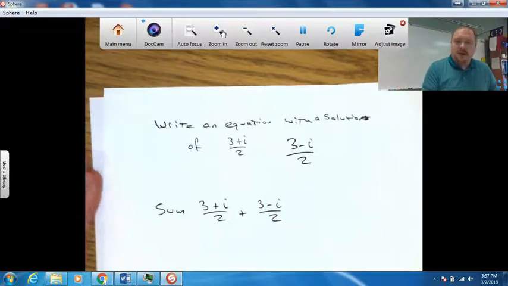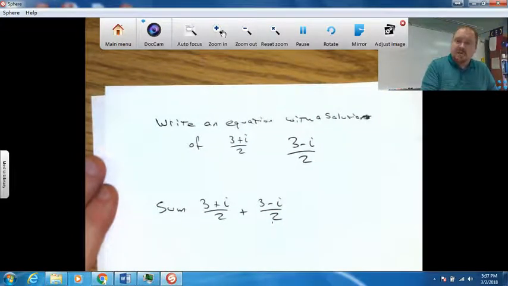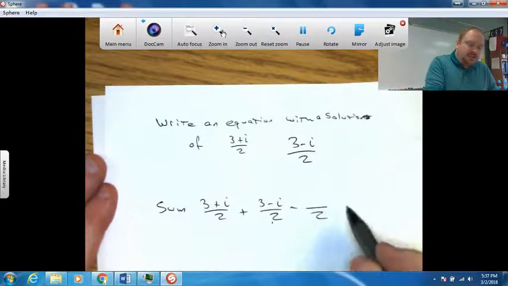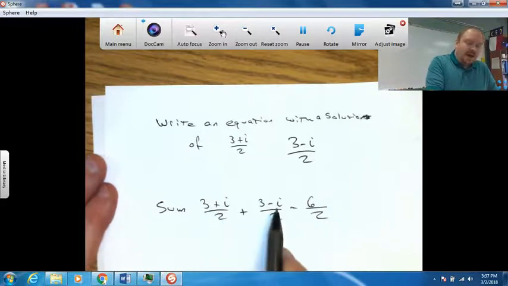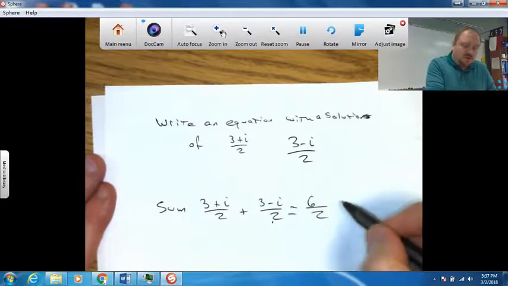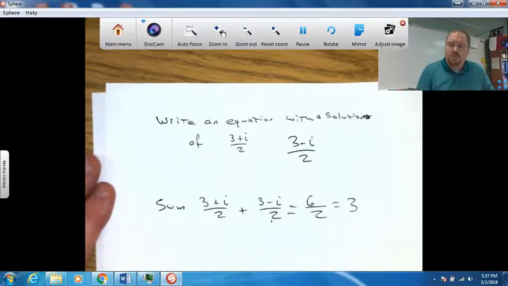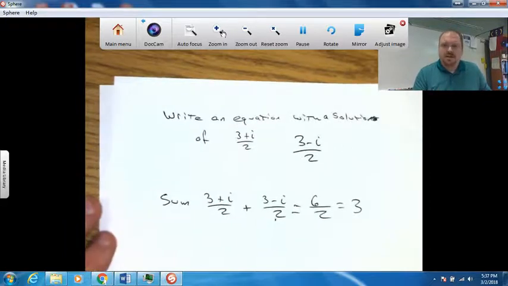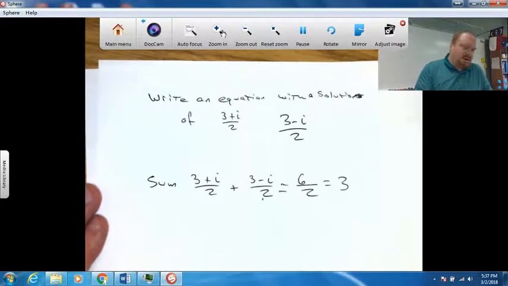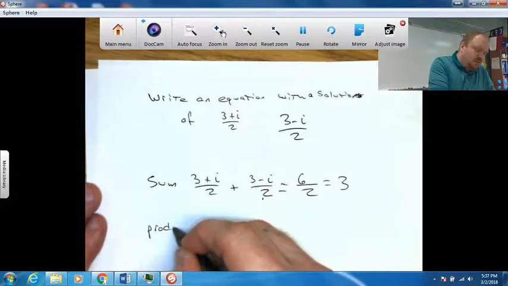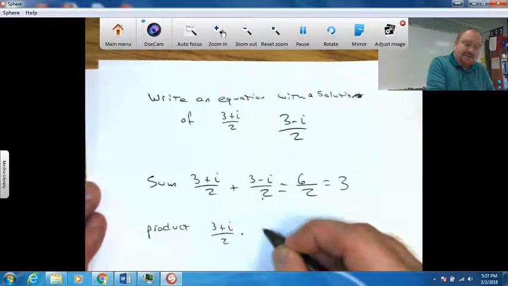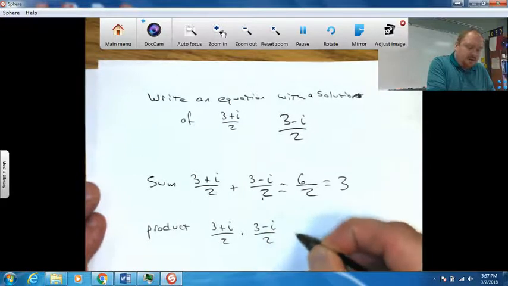Now remember, when we add fractions, we don't touch the denominator. So 3 plus 3 is 6. Positive i plus negative i cancels. So we get 6 over 2, or just 3 from the sum. That's nice. I'll take that any day of the week. So now I have to find the product. So I have to do (3 plus i) over 2 times (3 minus i) over 2.